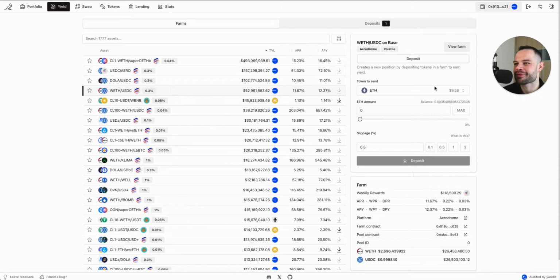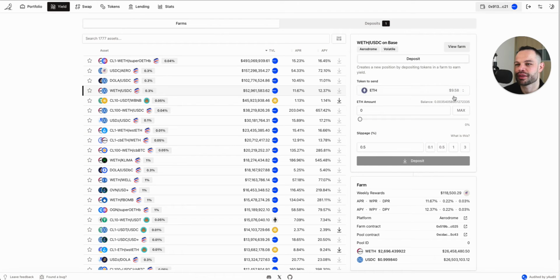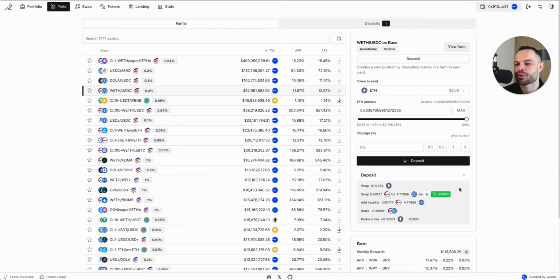The next benefit of using something like VFAT to enter this position is something I mentioned a couple of minutes ago, where we can actually zap into this position by using any of the tokens in our wallet. So we don't have to have 50% ETH and 50% USDC in this case. We can actually add capital. So if we've got $10 worth of Ethereum in our wallet, we can denote to add this Ethereum into this particular pool, and then VFAT will calculate a route for this deposit.